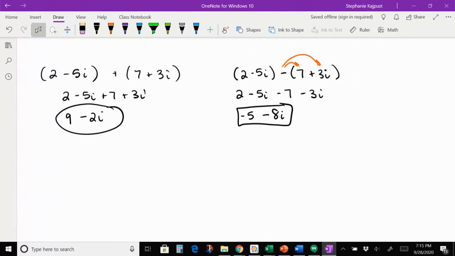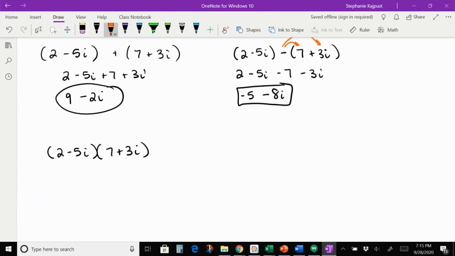And this is true of multiplication. So let's say I was multiplying these together. 2 minus 5i times 7 plus 3i. So you're going to use FOIL. Anytime we have two things times two things, we use FOIL. So you multiply the first terms together. So 2 times 7 is 14. And then the outside terms, 2 times 3i. So you multiply the numbers, which is 6. So you get plus 6i.